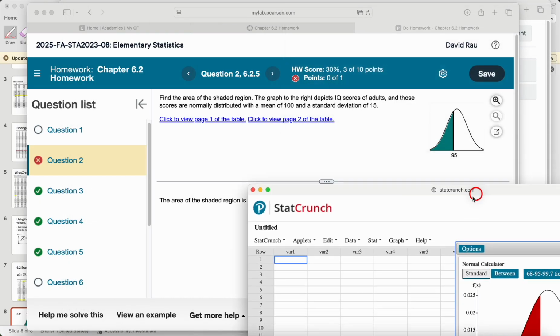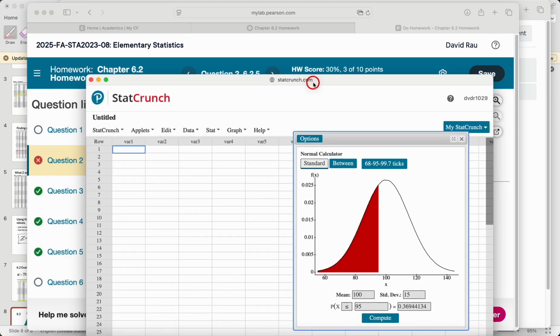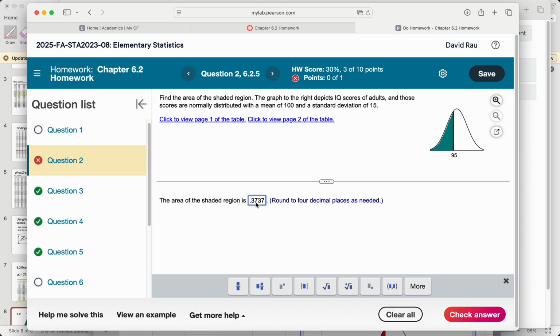That looks a lot different though, doesn't it? But it's still going to be the right answer. So 0.3737. 0.3694. It seems weird that both of those would be allowed.